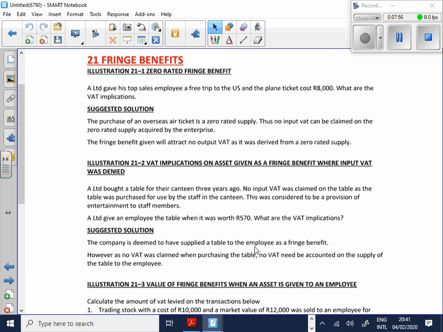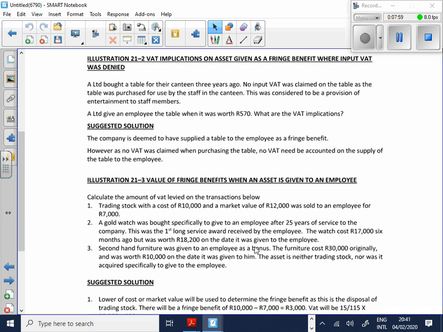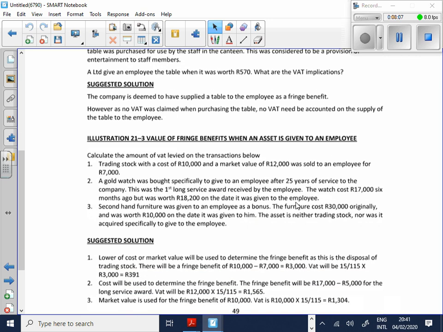21.3. It says, 1. Trading stock with a cost of 10 and a market value of 12 was sold to an employee for 7. So what are you going to do with that? It's the lower of cost or market value. So what are you going to do, guys? Sold for 7, lower of cost 10, market value 12. 10 minus the 7 that was paid for it. How much is the fringe benefit? 3 times 15 over 115. 391. Guys, comfortable?